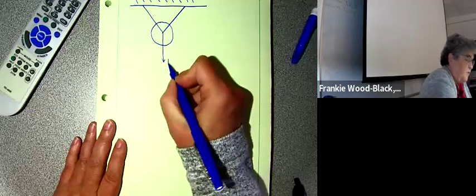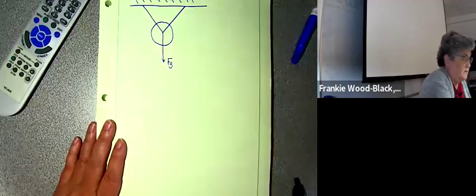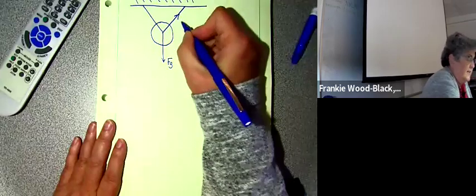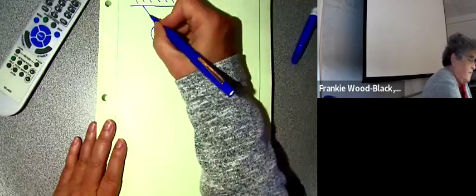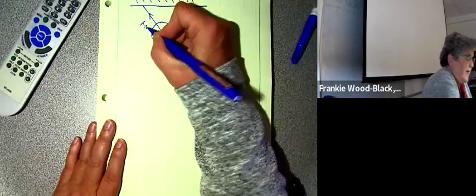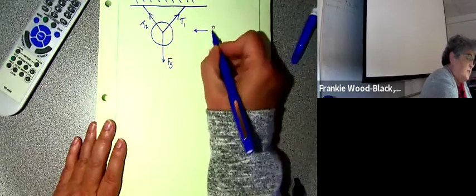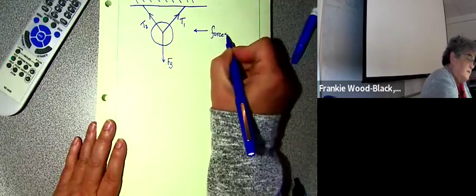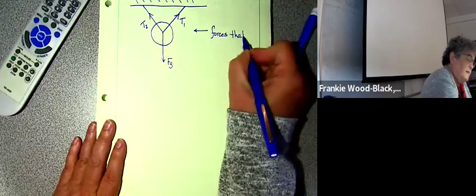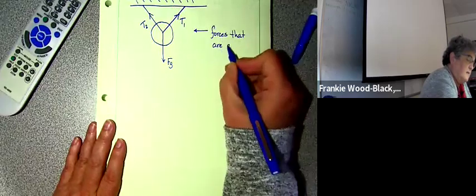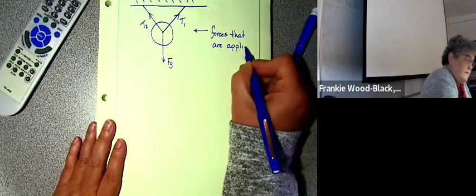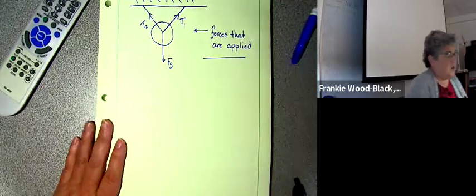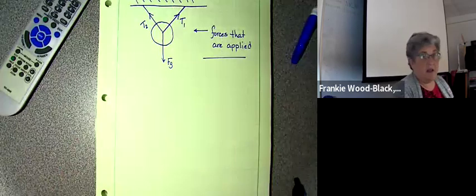So I'm going to have my force due to gravity hanging down. I'm going to have my tension in this rope, and I'm going to have my tension in that rope. And we've drawn our forces that are applied. So we can start doing those forces that are applied.